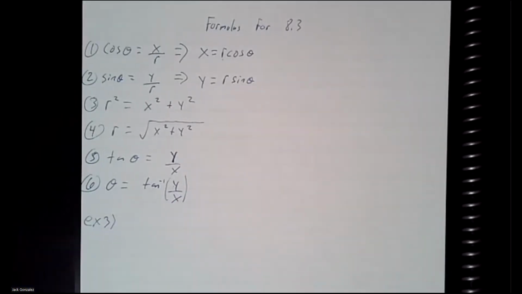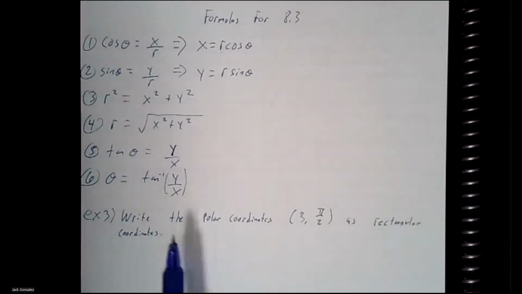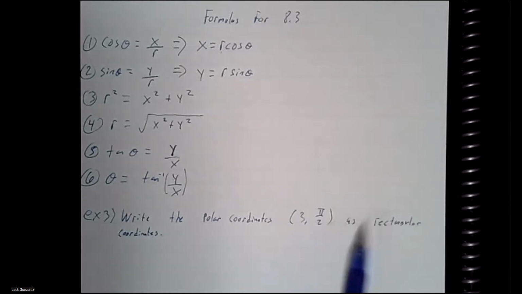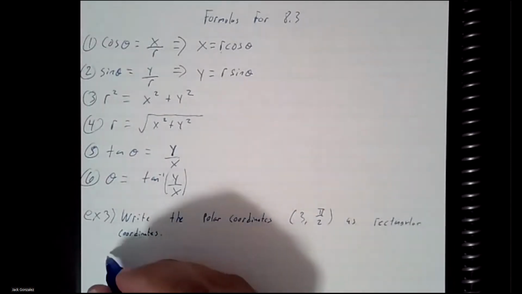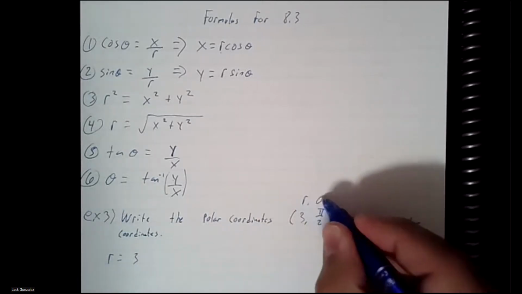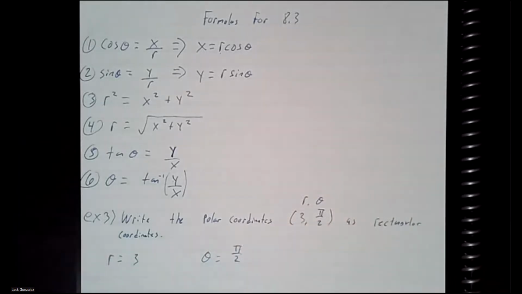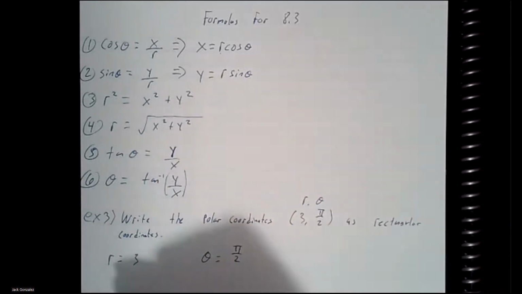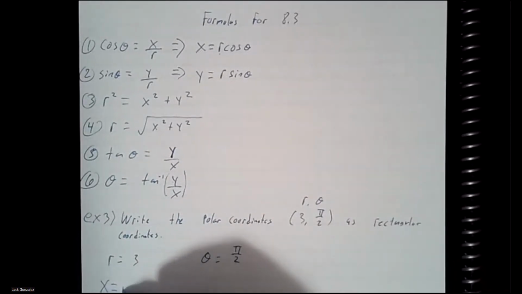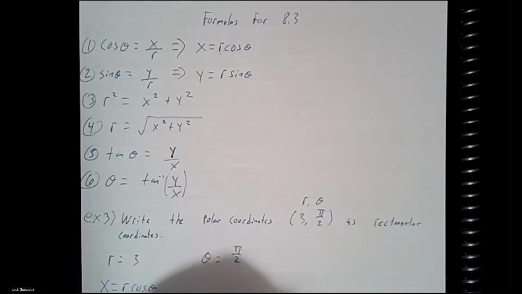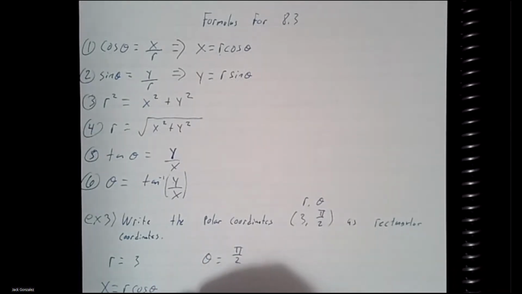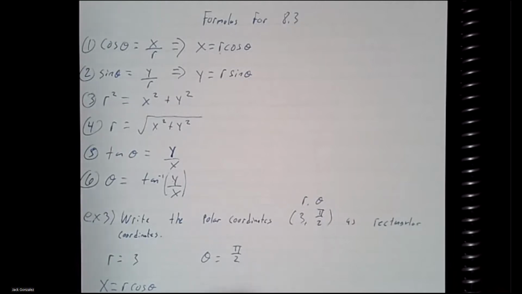Okay, so let's go ahead and do this first example here. Let's write the polar coordinates 3 comma pi over 2 as rectangular coordinates. So remember, r is the first part, 3. This is r, theta, the angle, pi over 2. So they want us to change it to x and y. That means we got to use the formula. X is equal to r cosine theta, which will be 3 times cosine of pi over 2, which is 3 times 0.